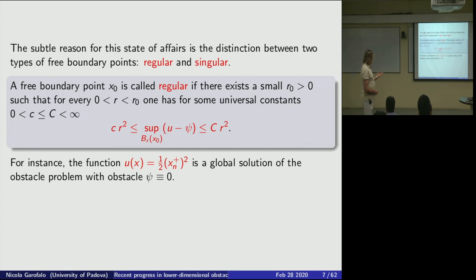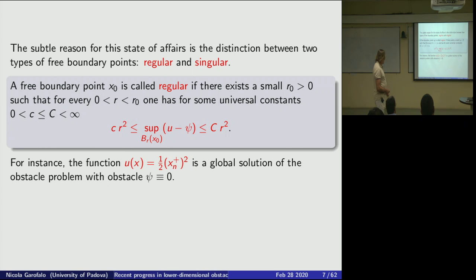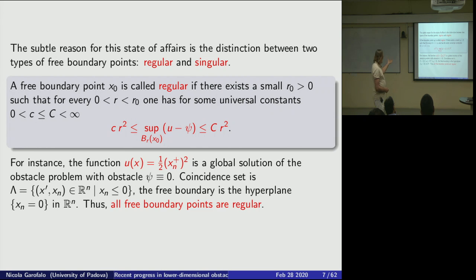So for instance, look at this function, one half the positive part of x_n, squared. This is a typical example of a function which is C^{1,1} and is not C^2. We would give this in a calculus course. But this function here is a global solution of the obstacle problem corresponding to obstacle psi equal to zero. Let's look at the coincidence set. The coincidence set is the half space, x_n less than or equal to zero. So the boundary of the coincidence set is the hyperplane x_n equals zero, and it's clear that in a neighborhood of any point of this hyperplane, the solution is quadratic, so the supremum of u is precisely r squared in every ball centered at that point. So all free boundary points in this example are regular free boundary points.